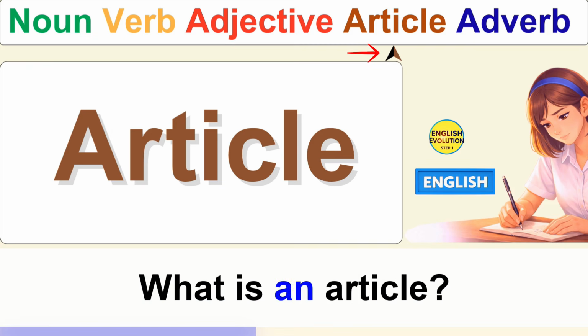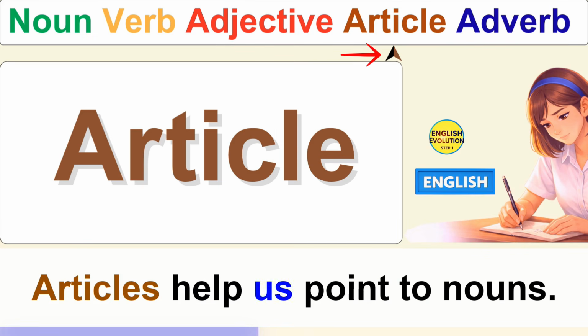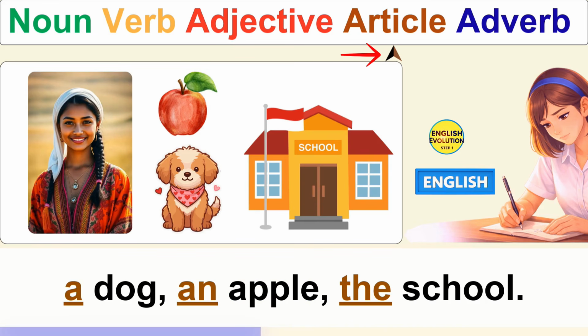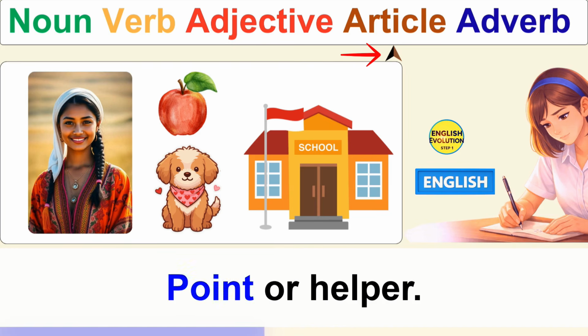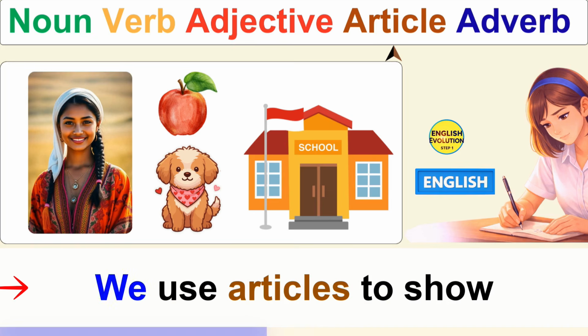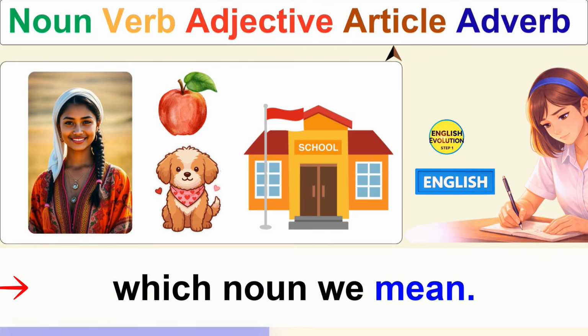What is an article? Articles help us point to nouns. Examples: a dog, an apple, the school. Point or helper. We use articles to show which noun we mean.